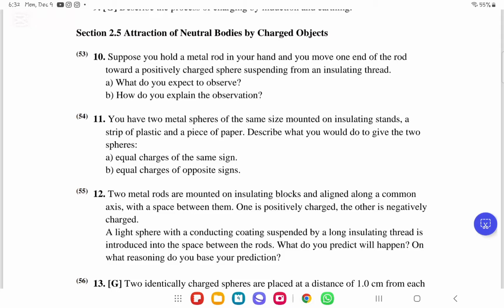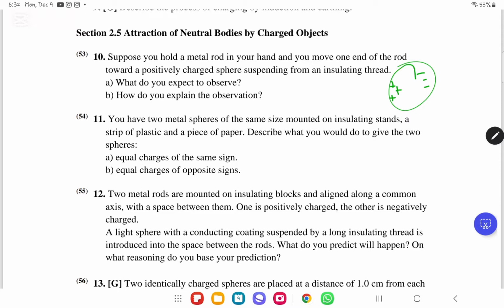Now, how do you explain this? Because it's neutral, it has the same positive and negative charges, so something called polarization is going to happen. Polarization states that, okay, this is an atom. It has one side being positively charged, one side being negatively charged.